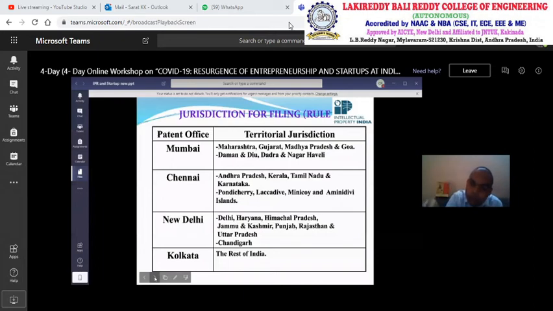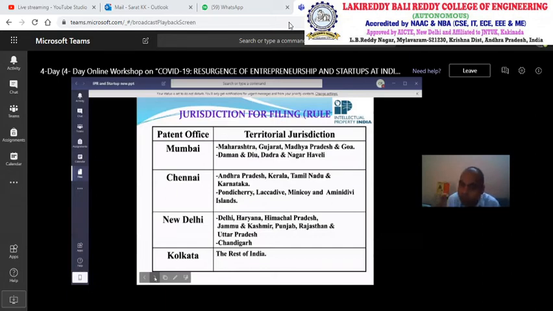that particular office. Suppose you are working at a university under Andhra Pradesh, then you are eligible to file an application in the Chennai office only, not others, because your jurisdiction is restricted to Chennai. Similarly, if somebody is working in Mumbai or Madhya Pradesh, then he or she has to file in the Mumbai office. Suppose I am working in IIT Delhi here, then my jurisdiction is Delhi.